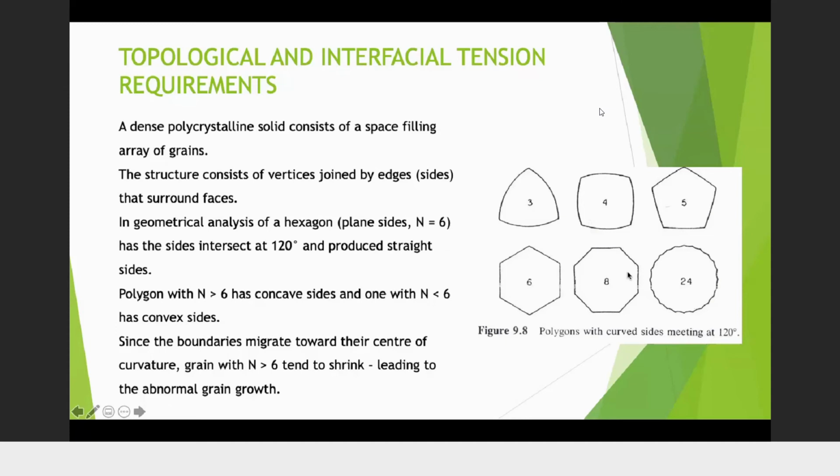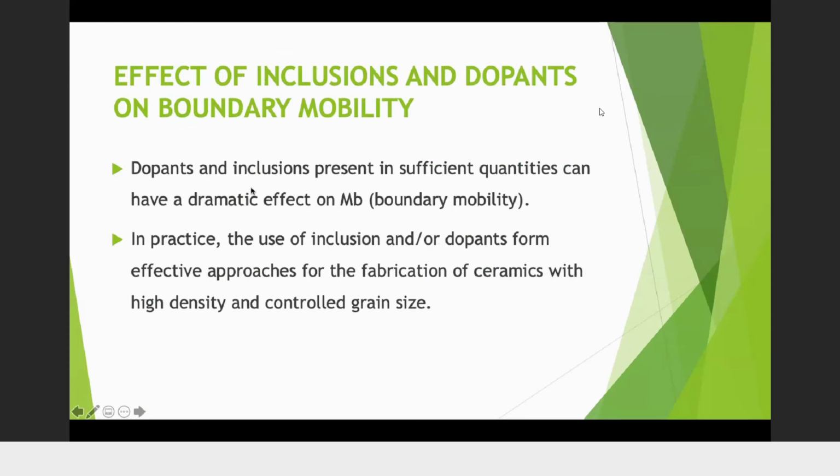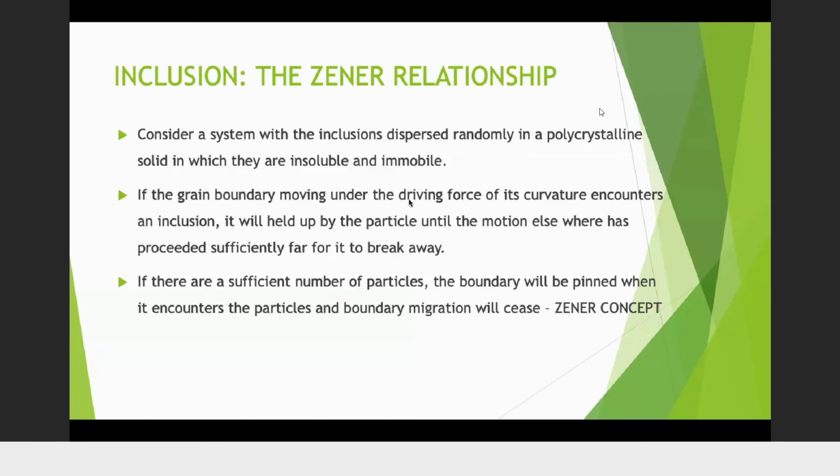So the effect of inclusions and dopants on boundary mobility. We can also have dopants and inclusions present in sufficient quantities which will have a dramatic effect on the boundary mobility. So in practice, the use of inclusions or dopants will form effective approaches for the fabrication of ceramics with high density and controlled grain size. So for example, we want to look at the Zener relationship here.